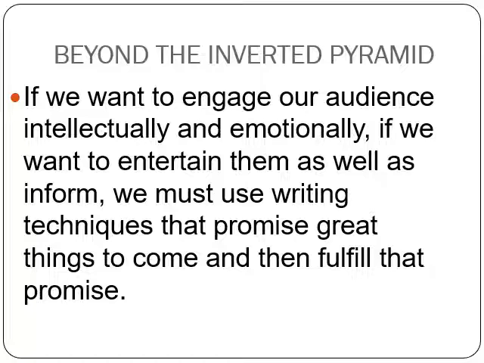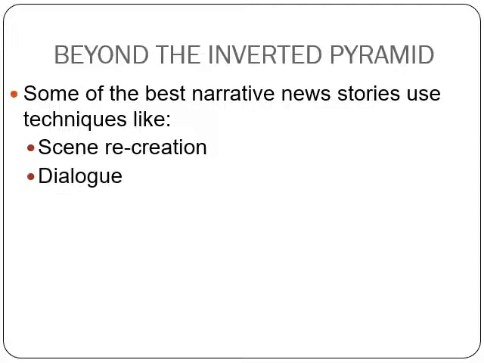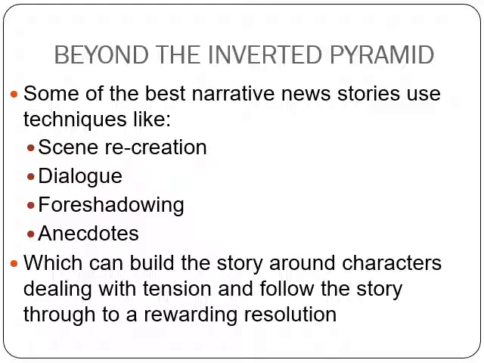And we're going to look at 3 specific areas that do that right now. Some of the best narrative news stories use techniques like scene recreation, dialogue, foreshadowing, and anecdotes. All these can build the story around characters dealing with tension, and they follow the story through to a rewarding resolution. That's what you want to think about when you're moving beyond the inverted pyramid. How can I go from just the facts to an engaging and informative story?